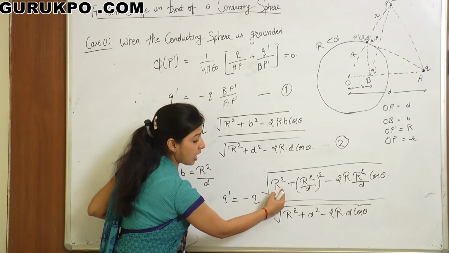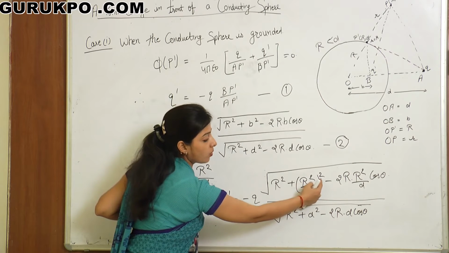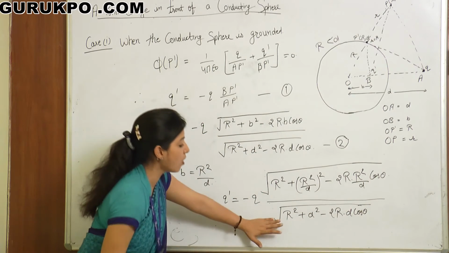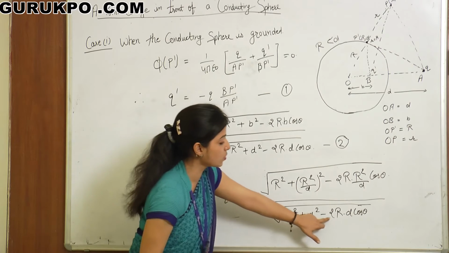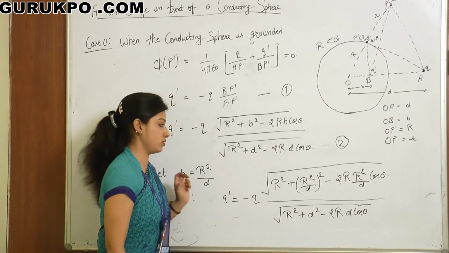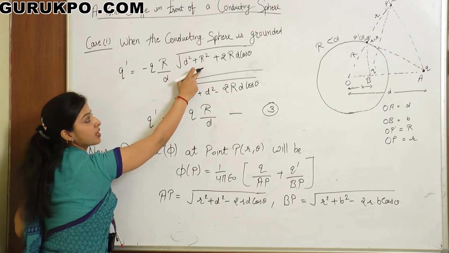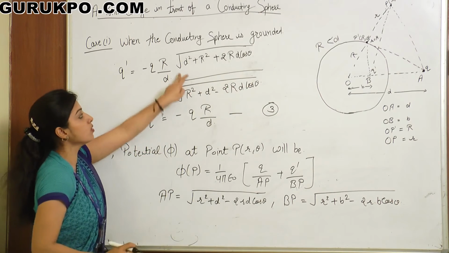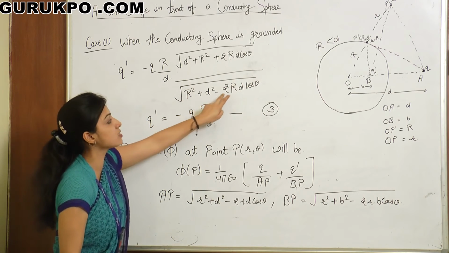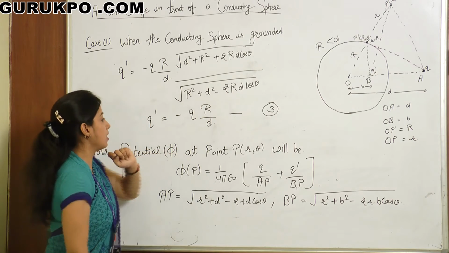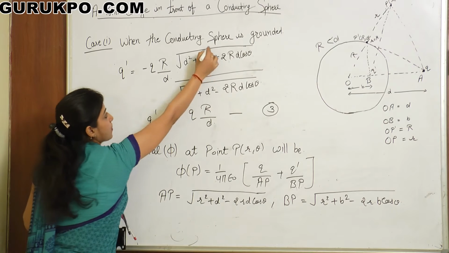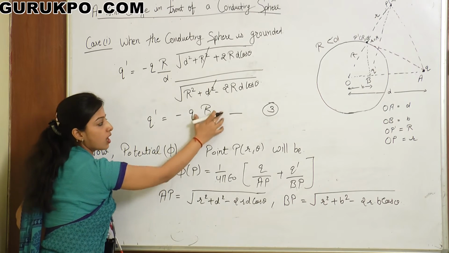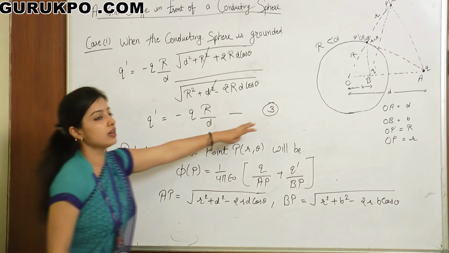into √(R² + (R²/D)² − 2R(R²/D) cos θ) upon √(R² + D² − 2RD cos θ). Taking R/D common from the numerator, we get √(D² + R² − 2RD cos θ) upon √(R² + D² − 2RD cos θ). Now this part will be cancelled with this part, and we get Q' equals −QR/D. This is our third equation.